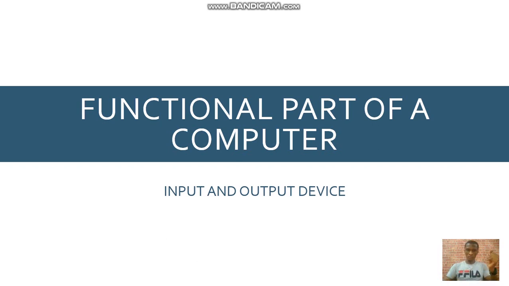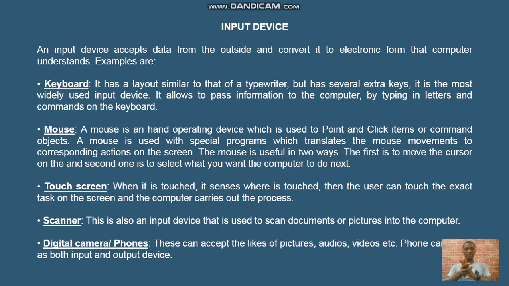So we're going to proceed with the first part, input device. As you can see on the screen, an input device accepts data from the outside and converts it to electronic form that the computer understands. An example of input device, we have the keyboard, we have the mouse, we have the touch screen, we have the scanner, and we have the digital camera. So you take time, you read through this stuff, and you see the detailed explanation of these different parts of the computer.